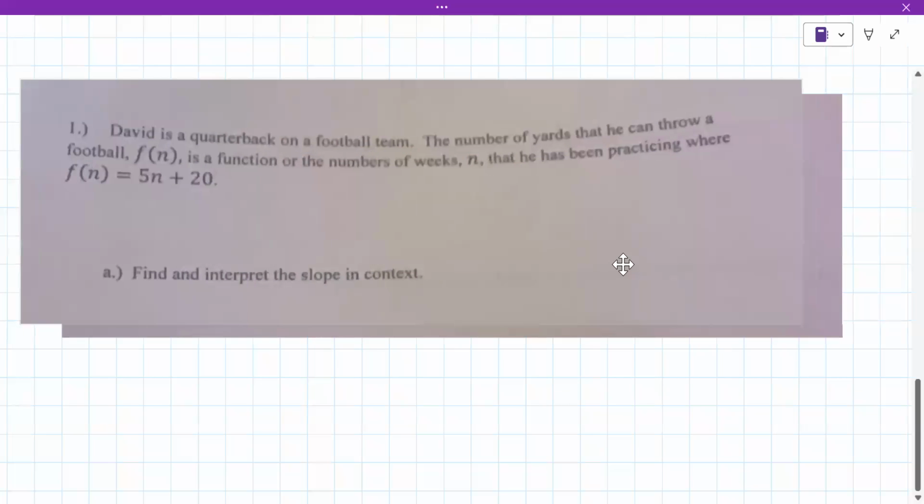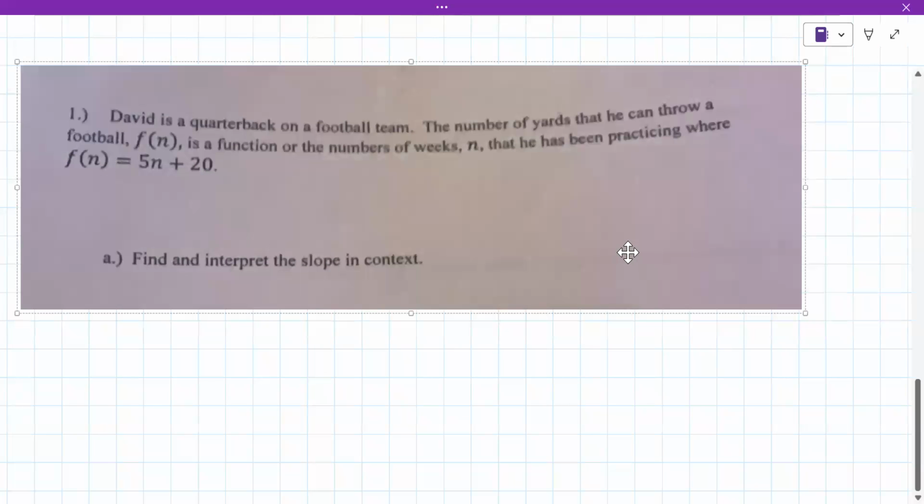Okay. Yes, this is good. This is something that we can work on here. All right. David is a quarterback on a football team. The number of yards that he can throw a football is a function of the number of weeks n he has been practicing, where f of n equals 5n plus 20. Find and interpret the slope in this context.